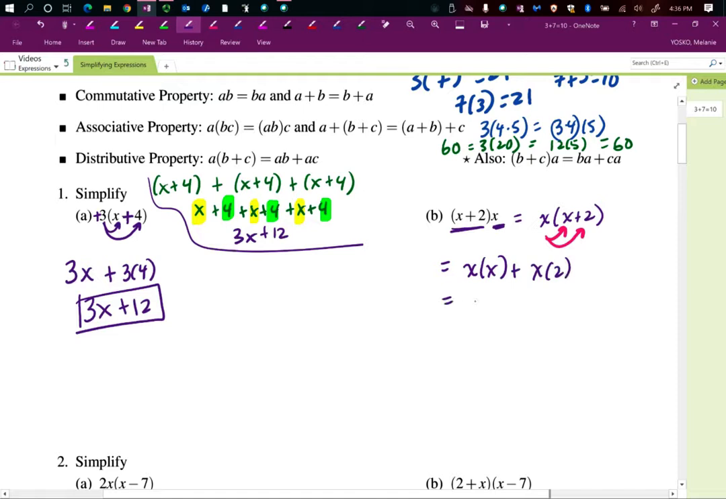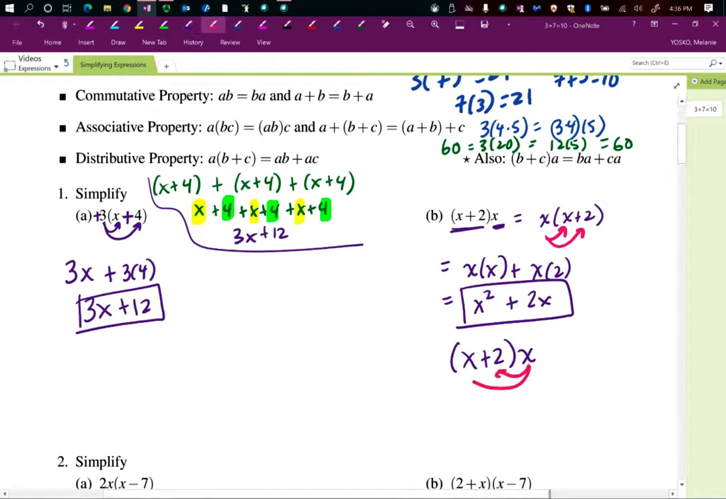And x times x is x squared. And then x times 2 is 2x. So this is the answer to this one. And you may see other people distribute. Maybe you're not as comfortable, but it's not wrong to also distribute this way. But usually we rewrite it, especially at this stage in your math class.